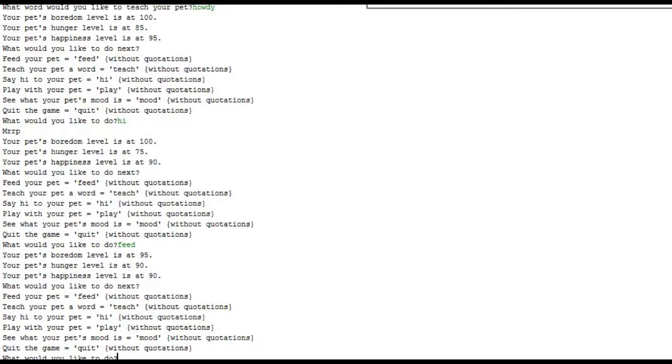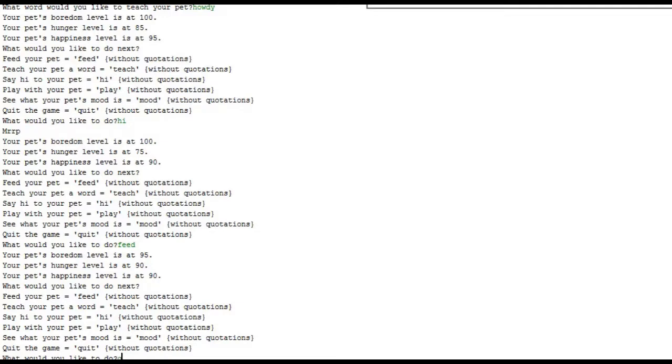So basically you can just keep going through this loop and keep interacting with your pet over and over again until one of three things happens. You can kill your pet of boredom or hunger. It can run away because it's so unhappy, like its happiness level drops to 0. Or you can just quit the game.